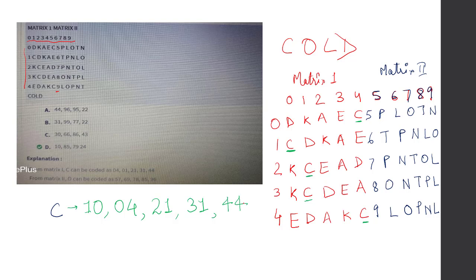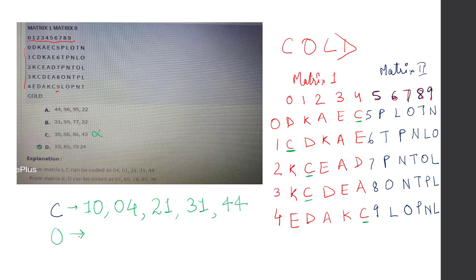Now since we have to find the code for the word COLD, which starts from C, and we have options available, let's see if we can eliminate any of the options at the beginning. We see option C can be eliminated because in option C the first code is 30, and we have seen the code of C cannot be 30, it is 31. So option C is eliminated, out of the question. Then the next alphabet happens to be O, so we'll find out the code for the alphabet O.